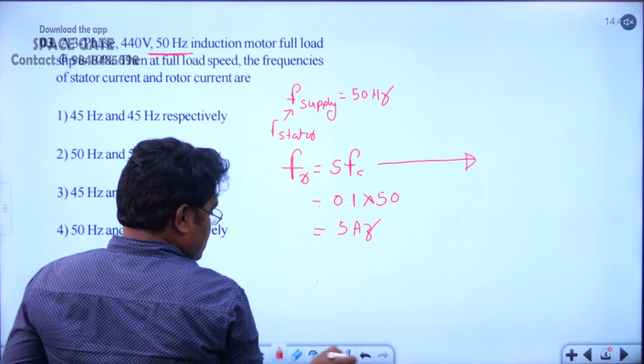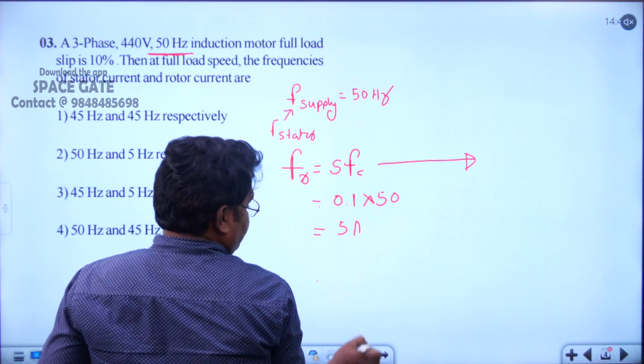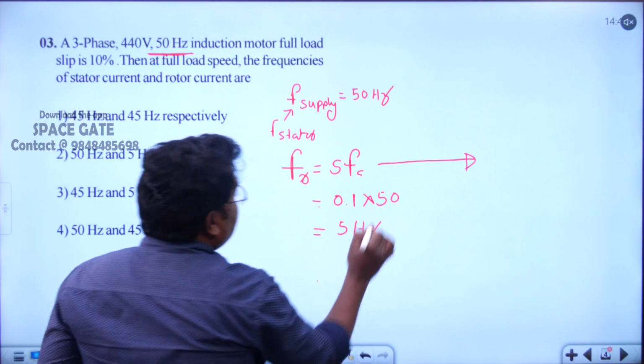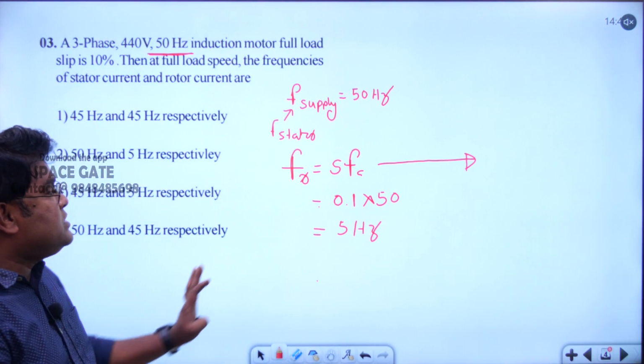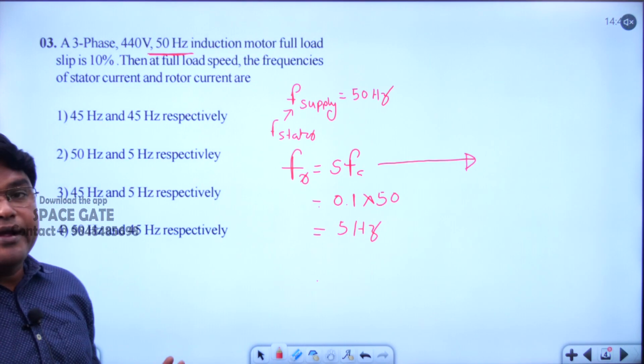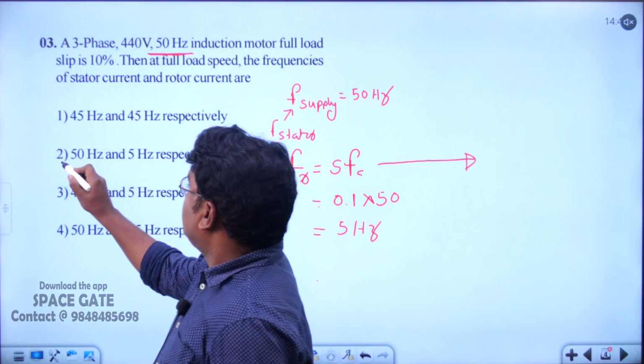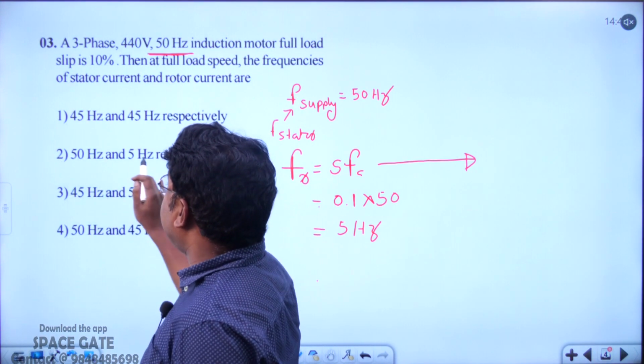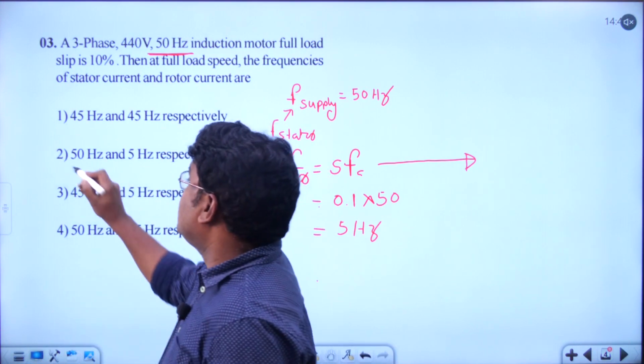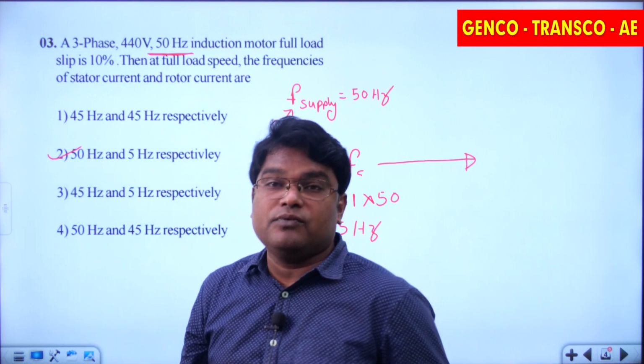So that is the answer for this question. The stator frequency, or supply frequency, is 50 Hz and the rotor frequency is 5 Hz. Which option is suitable for this question? The stator frequency is 50 Hz and the rotor frequency is 5 Hz, so option B is the correct one.